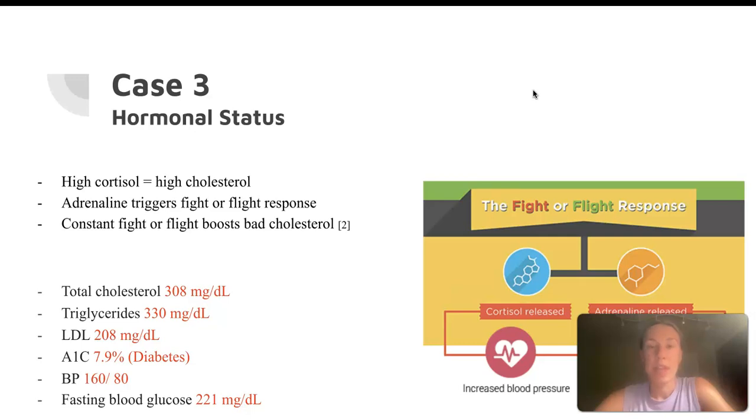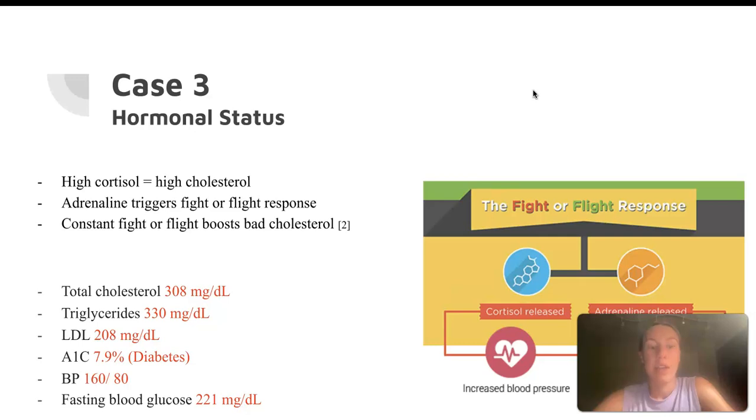the hormonal status of this patient, I would just like to first start off by highlighting the lab results that stood out to me the most. And so first of all, the patient's blood pressure was 160/80, which at rest is a hypertensive blood pressure. And their A1C is 7.9, which puts them in the category for having diabetes.